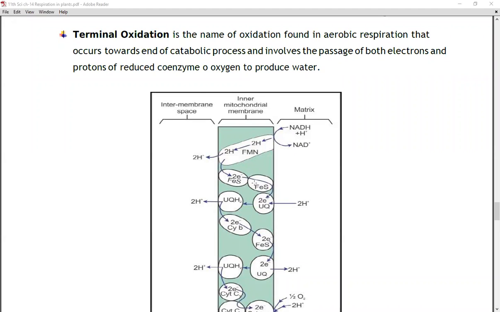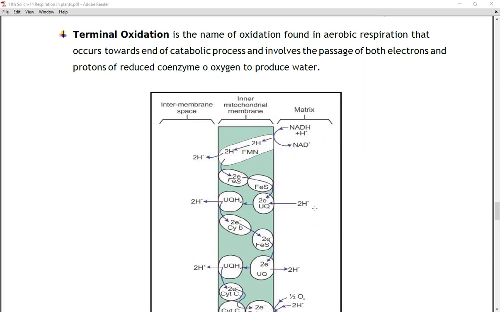They are carrying the electrons, and the function of this FeS is to carry the two electrons from FMN and bring them up to the ubiquinone, right? So now the ubiquinone has the two electrons, but side by side, from the matrix, two more H plus ions, or we can simply say the protons.